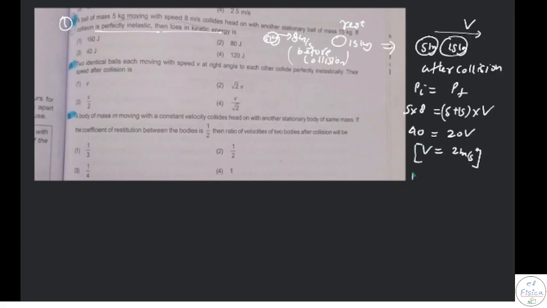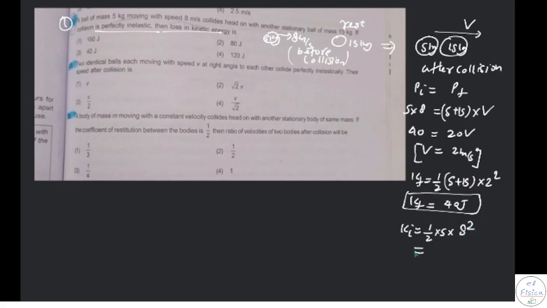So final kinetic energy of the system will be half into 5 plus 15, the mass of the system, into v square, that is 2 square. So final kinetic energy will be 40 joule. And initial kinetic energy will be half into 5 kg mass, which has the only velocity, so it will have the initial kinetic energy, and 8 squared, so that will be 160 joule.